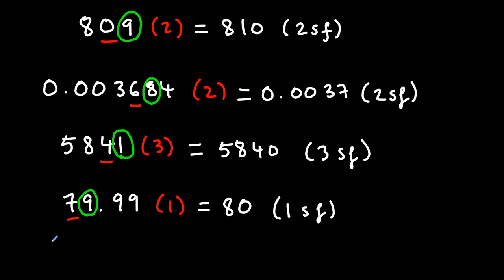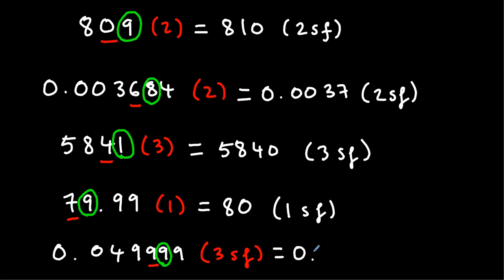As a final example, let's round 0.04 and then 4 nines to three significant figures. We start by going to the third significant figure, and the next digit is 9. So this would round up by 1 unit. So that becomes 0.0.